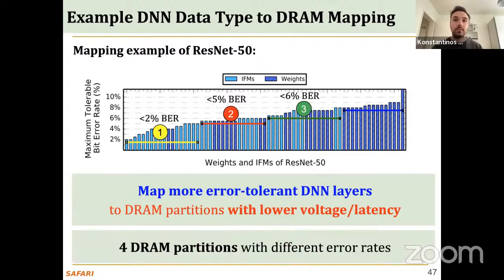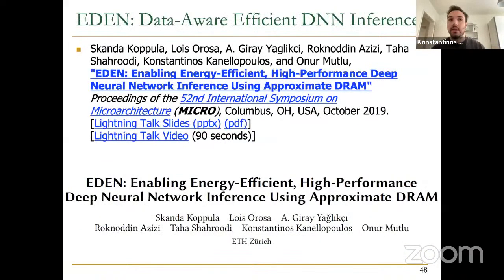These are the 4 different layers, right? You can take a look at this paper also. It was published in Micro 2019, and this will also be in your required readings.